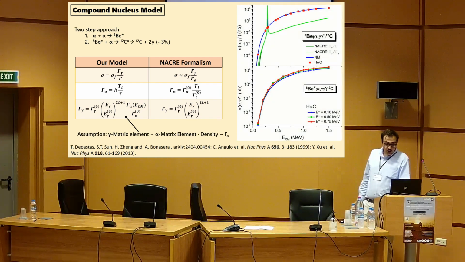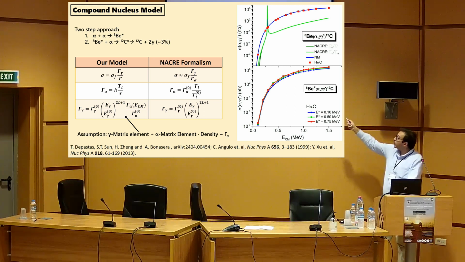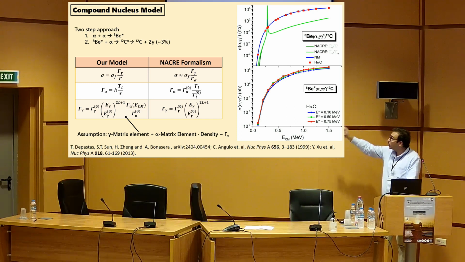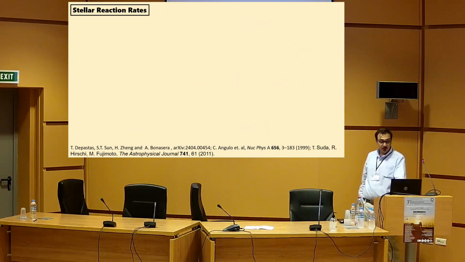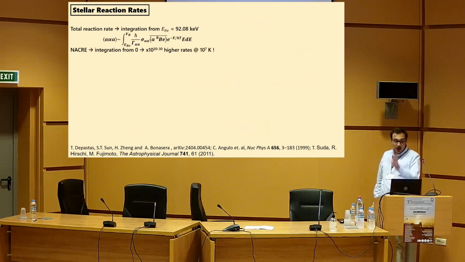Our resonance cross-sections can be shown here for the second step as a function of energy. I will move a little bit quicker. We see that the HAC data are more or less equivalent to the NEC model data apart from the resonance, and that the cross-section is more or less independent of the excitation energy of the beryllium-8 nucleus. This can be used to calculate the reaction rates.